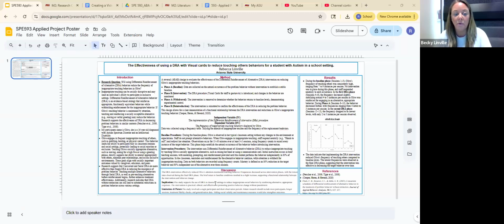And from what I found in research, they were suggesting that concurrent and serial DRAs are more effective than a single DRA, so having multiple things going. Some implications that I had from it were that the DRA in a classroom setting will reduce the inappropriate behaviors and reinforce those appropriate behaviors for her.